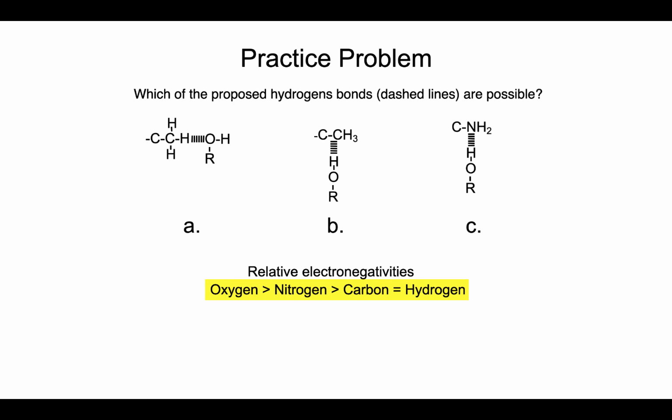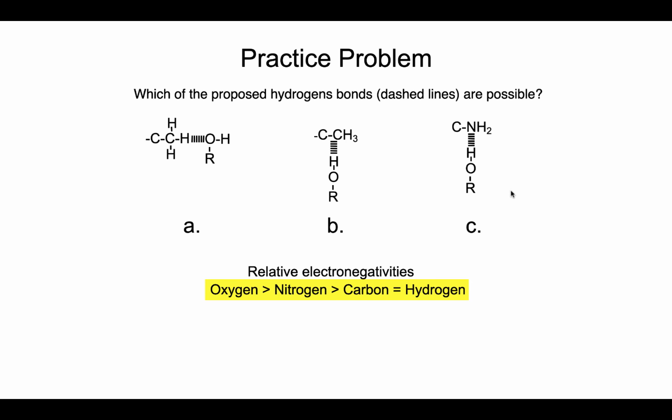Okay, so those were the three types of weak interactions I want you to focus on. And now I have a practice problem for you. I have three molecules and I have proposed some hydrogen bonds. A hydrogen bond between that hydrogen and that oxygen, one between this carbon and this hydrogen, and one between this nitrogen and that hydrogen there. Okay. R just means the rest of the molecule, so you could ignore R, really. And my question to you is, which one of these proposed hydrogen bonds is possible? Why don't you go ahead and pause this for a moment and try to solve it.